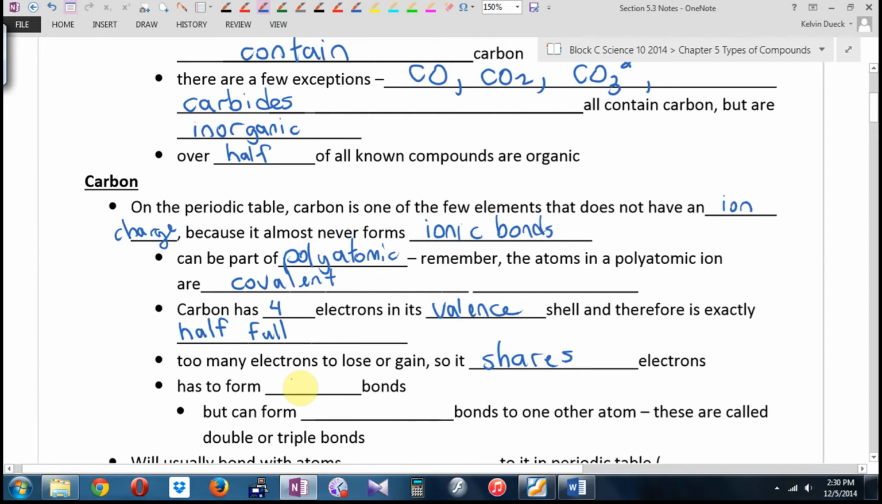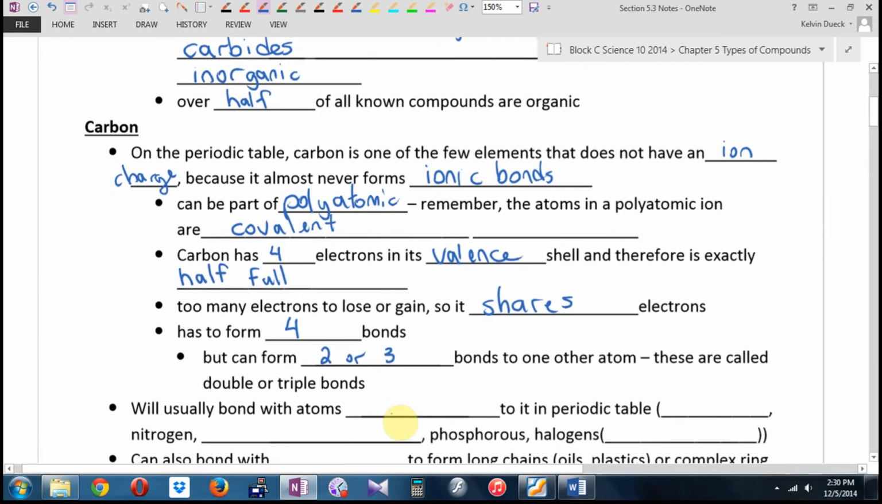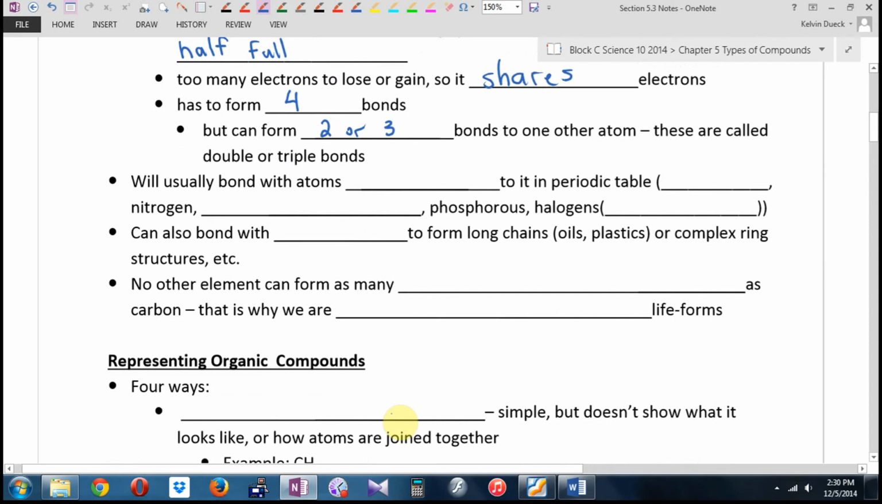How many electrons does it need to have a full valence shell? So it tends to have 4 bonds. Well, no, I lied. It can form 2 or 3 bonds to one other atom. These are called double or triple bonds. They're very strong. Most explosives, for example, have carbon in double and triple bonds, and when you break them, energy is released. Okay? It will usually bond with atoms close to it on the periodic table.